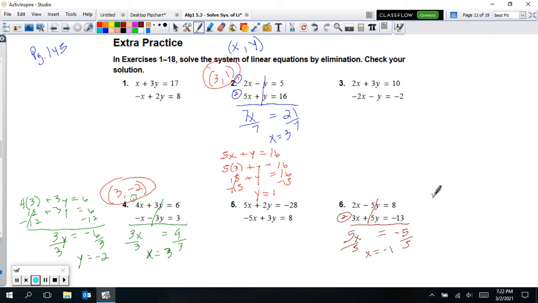So 3 times x, so 3 times negative 1, then plus 5y is equal to negative 13. And this is going to be negative 3 plus 5y is equal to negative 13. And then we're going to add 3, just going back to simple solving equations here. So cancel those. 5y comes down. And take 3 away from negative 13, that's a negative 10. And divide by 5 to find out what y is now. So y is equal to negative 10 divided by 5.